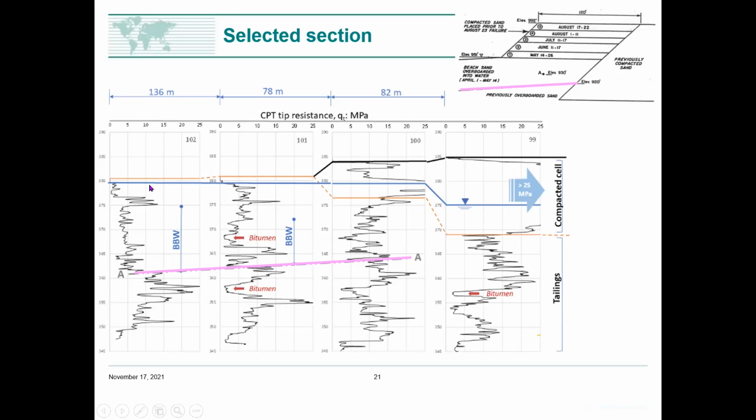So this is the cross section you're looking at, and there are 4 CPTs as you can count. This black line here is a recently built cell, so that kind of corresponds to this here, and that then is a previous cell, and then the dam will slope off to the right of the slide. So that's our compacted cells in here. The orange is the location of the tailings. So you can see now we're going upstream onto tailings here.